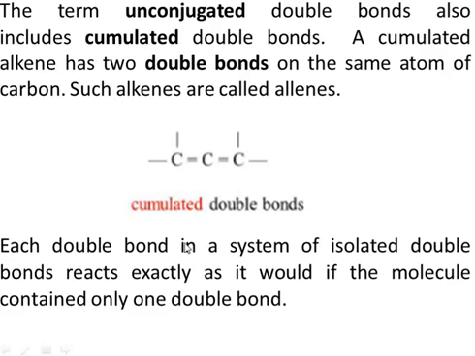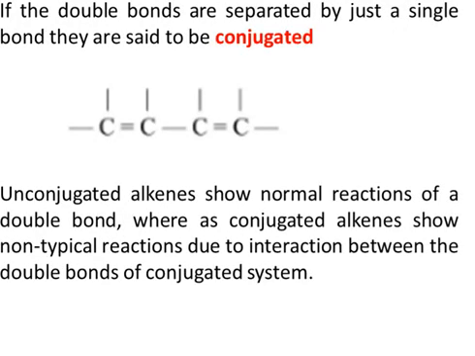Right? So then we have the third type of double bonds. If 2 double bonds are separated by a single bond, they are not separated by a saturated carbon, they are separated by a single bond. When 2 double bonds are separated by a single bond, such bonds are called conjugated bonds, right? Unconjugated alkenes show normal reactions of a double bond, whereas the conjugated alkenes show non-typical reactions. Why do they show non-typical reactions? Because this double bond is affecting the reactivity of this double bond, right? So since these 2 double bonds are affecting each other, the conjugated alkenes don't show normal reactions of an isolated double bond.